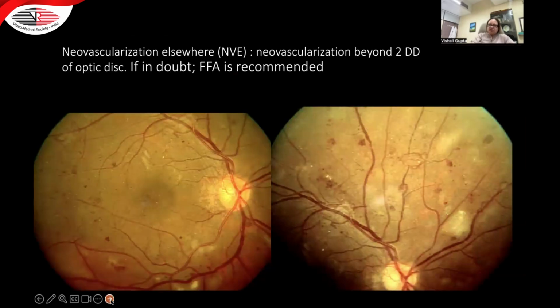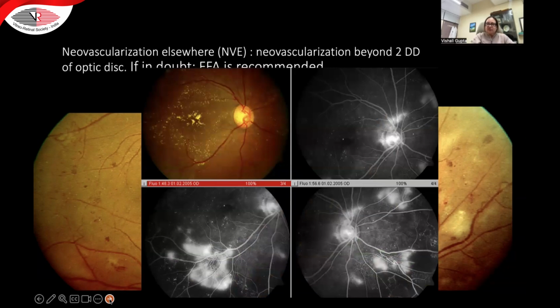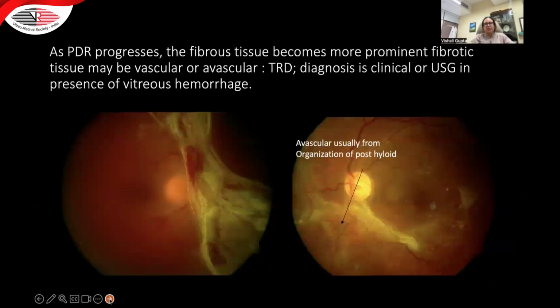New vascularization elsewhere is NVE. Any new vessels which you see beyond 2 disc diameters of the optic disc, that is called NVE. Now in this figure you can see NVE superiorly. If you are in doubt and you're not sure whether there is NVE or not, please get your angiography done, because the angiogram will show these multiple areas of leakage much more clearly whenever you are in doubt.